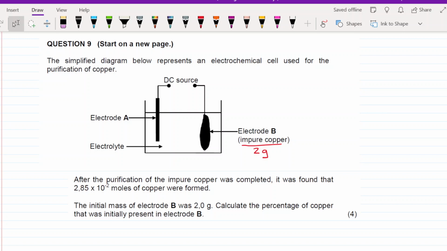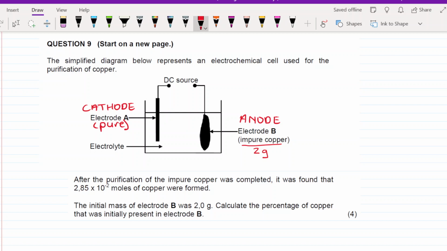If you look at electrode B, we have the impure copper, and we know this is the anode because we always put the impure copper on the anode. Now on electrode A, there will be the pure copper after the process, and we know this is the cathode.